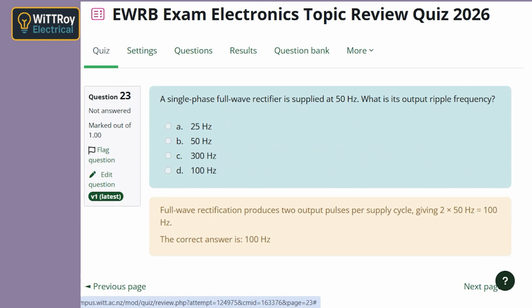Question 23. A single-phase full-wave rectifier is supplied at 50 Hz. What is its output ripple frequency? I selected 100 Hz. Yes, your choice is correct. Full-wave rectification produces 2 output pulses per supply cycle, giving 2 times 50 Hz equals 100 Hz. Right. Full wave rectification gives 2 output pulses per cycle, so 50 Hz becomes 100 Hz.